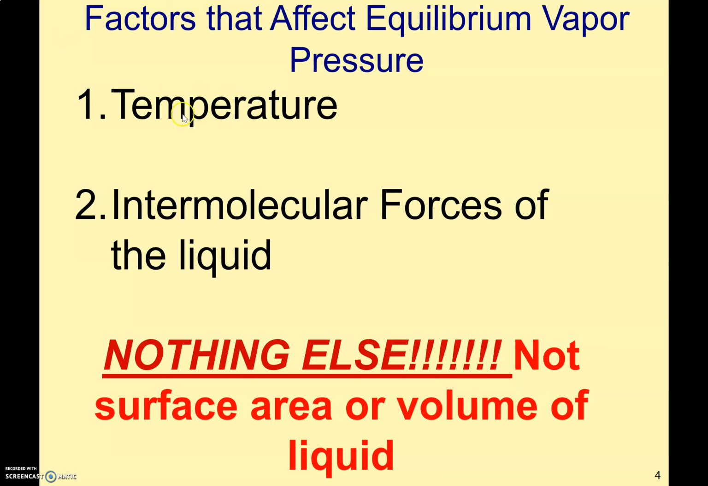Just the temperature of the liquid and the intermolecular forces of the liquid, or what it is and the strength of its intermolecular forces. And we're going to discuss how these two factors affect equilibrium vapor pressure. Do they make it higher or do they make it lower?